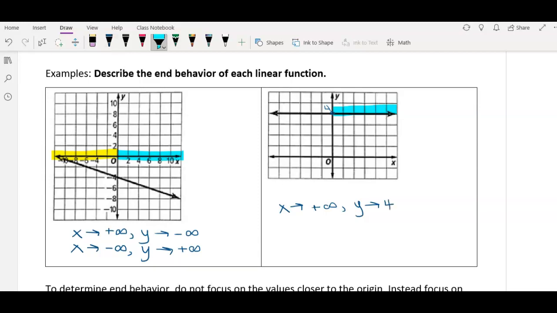And conversely, when we take a look at that left-hand side of our x-axis, as x approaches negative infinity, y is also still constant and approaching the value of 4.